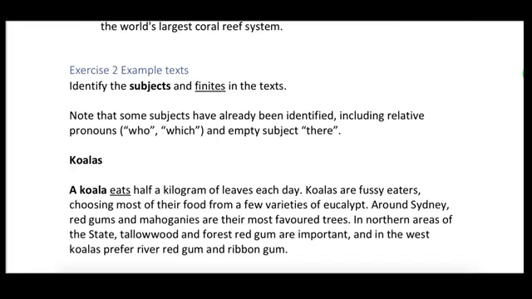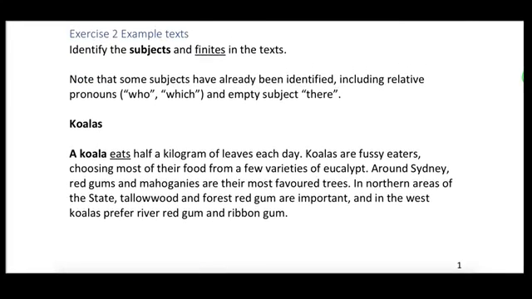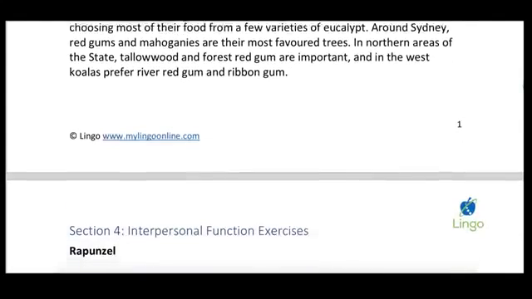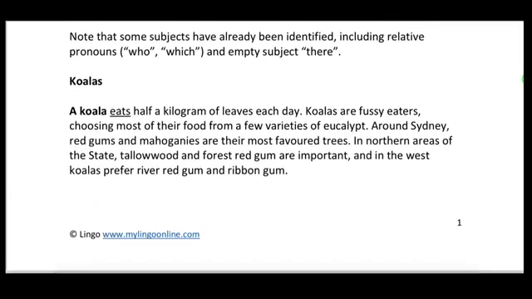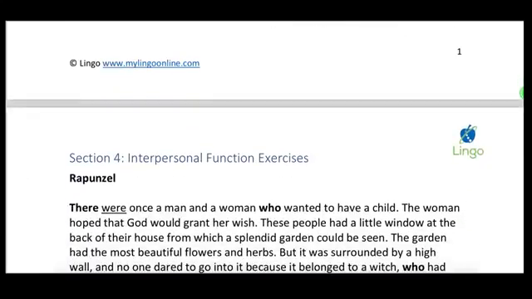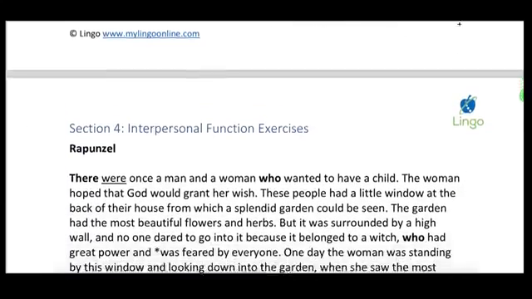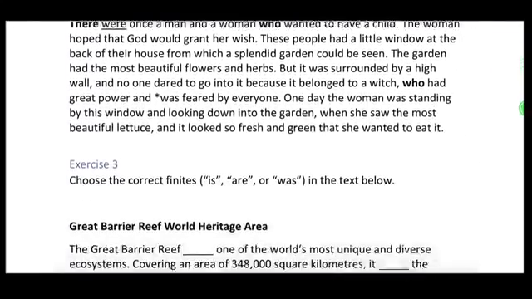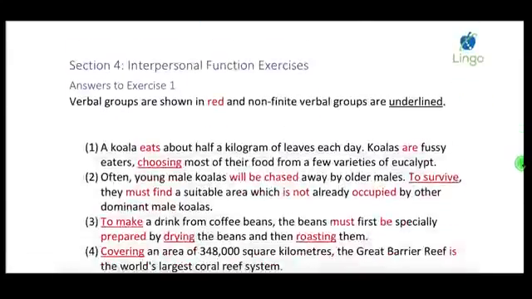Okay, exercise 2. In this exercise, you need to identify the subjects and the finites in the text. Okay, so there's one about koalas and there's one about Rapunzel. So, let's go down.